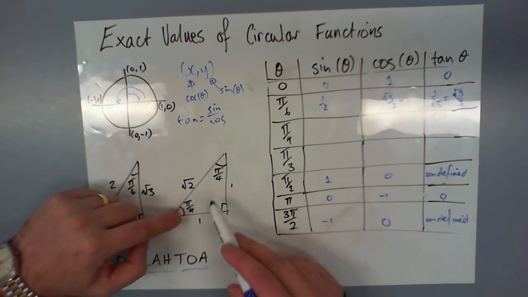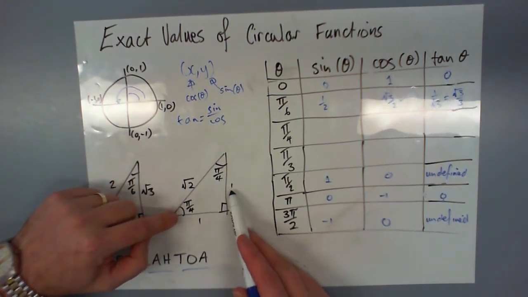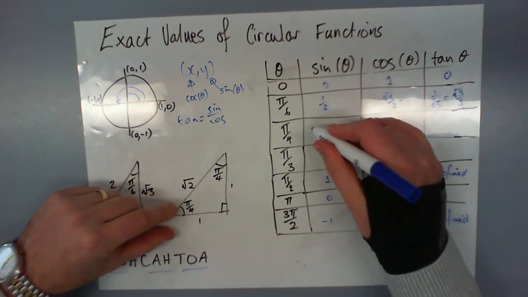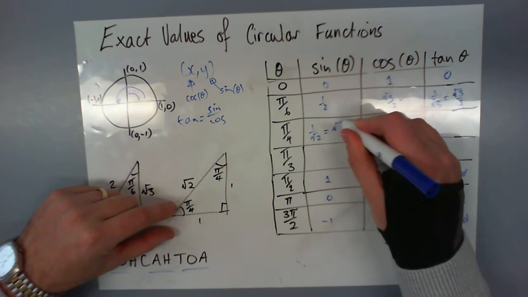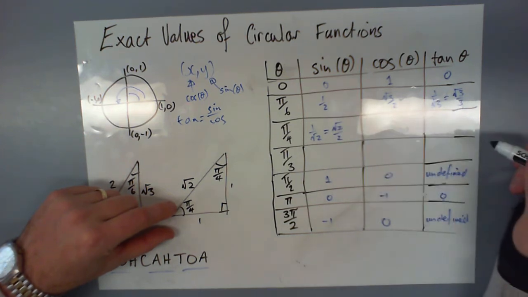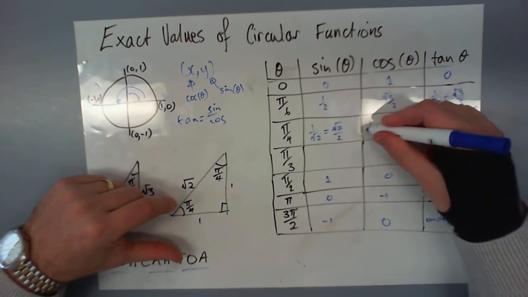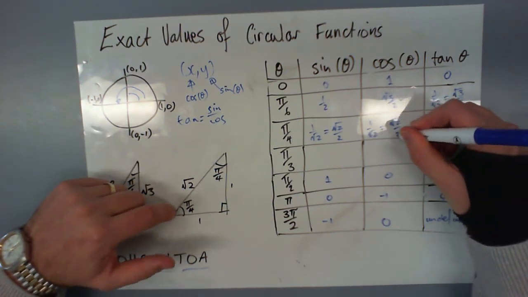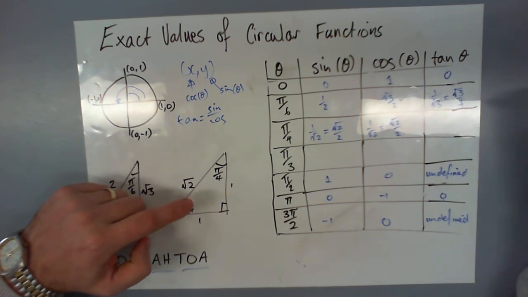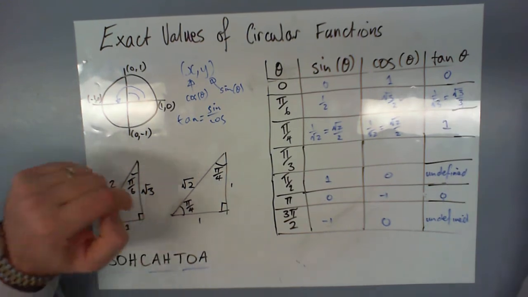If we look at pi on 4, that's this triangle here. It doesn't matter which angle we work off, because they're both the same. For sine, it's opposite over hypotenuse, so it's 1 on root 2 or root 2 on 2. Cos is the adjacent over the hypotenuse, so it's also 1 on root 2, which is equal to root 2 on 2. And tan is our opposite over our adjacent, so it's equal to 1.